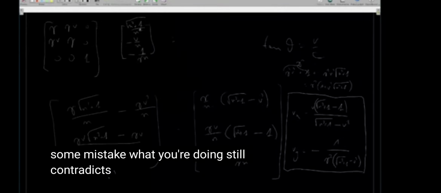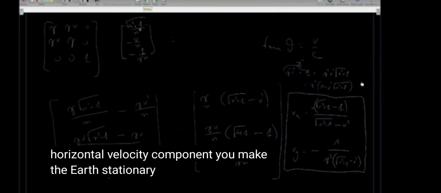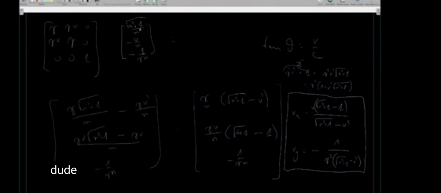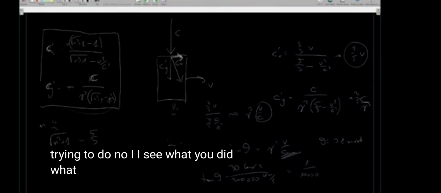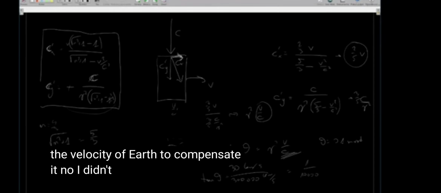What you're doing still contradicts aberration in air then. You can't do this where you have this horizontal velocity component, you make the Earth stationary, but then you still treat it as moving to keep the effect the same. Like, dude, you can't. No, I see what you did. What you did is you essentially changed the velocity of Earth to compensate. No, I didn't change the velocity of Earth.